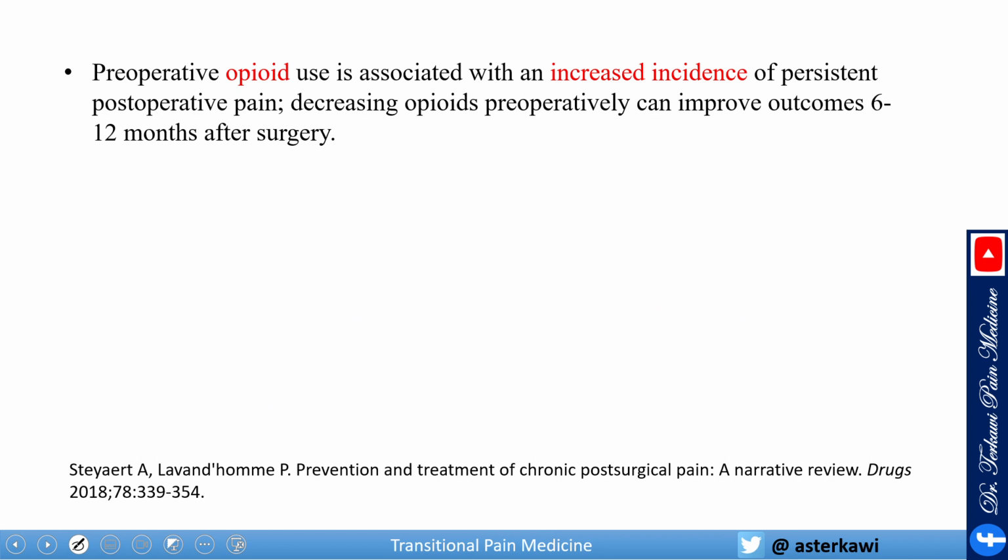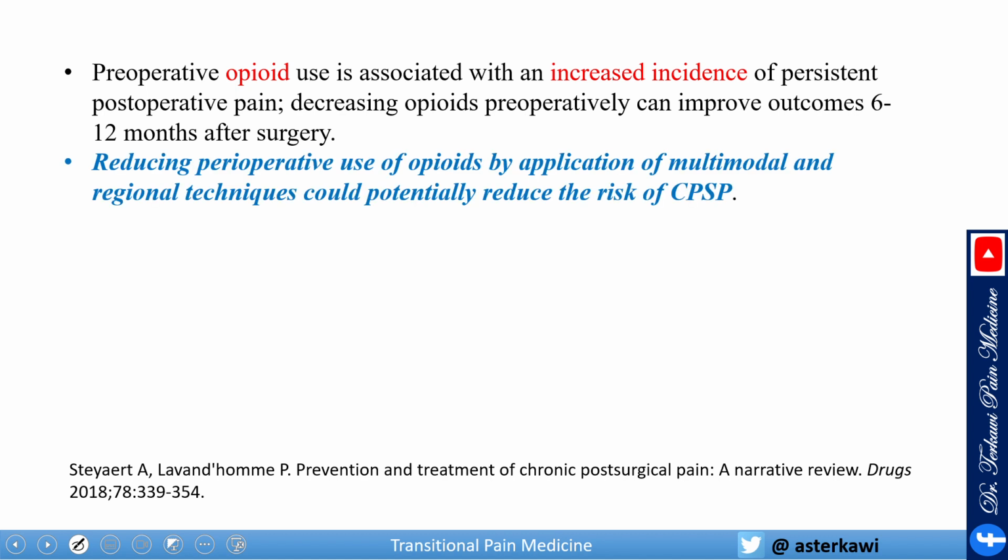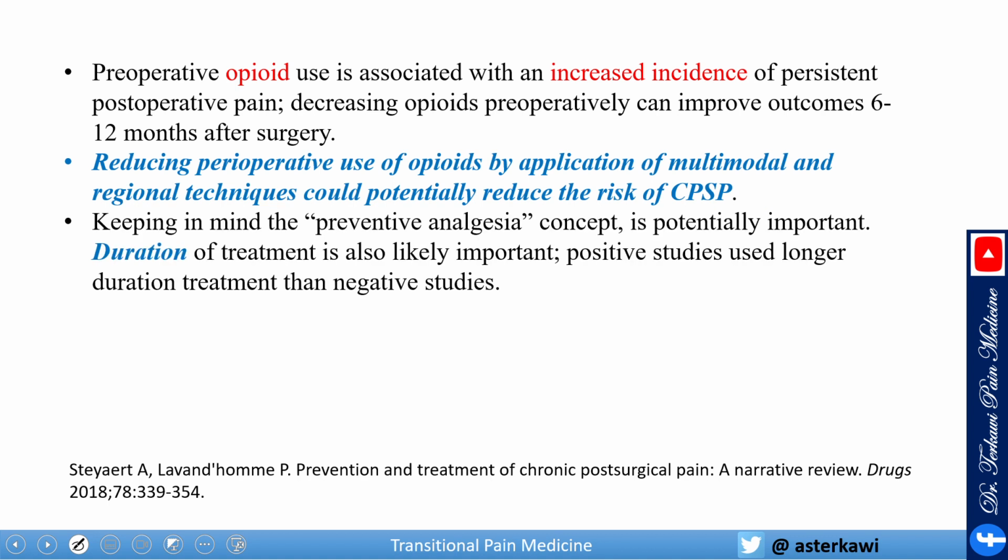Preoperative opioid use is associated with increased incidence of persistent post-surgical pain. This has been documented in multiple studies. So decreasing opioid use preoperatively can improve outcome at 6 to 12 months after surgery. Reducing perioperative use of opioid by application of multimodal and regional techniques could potentially reduce the risk of chronic post-surgical pain. So keep in mind the preventive analgesia factors that I mentioned in the previous slides. So it's more about the concept of preventive analgesia, multimodal analgesia, and regional analgesia than a single specific modality.